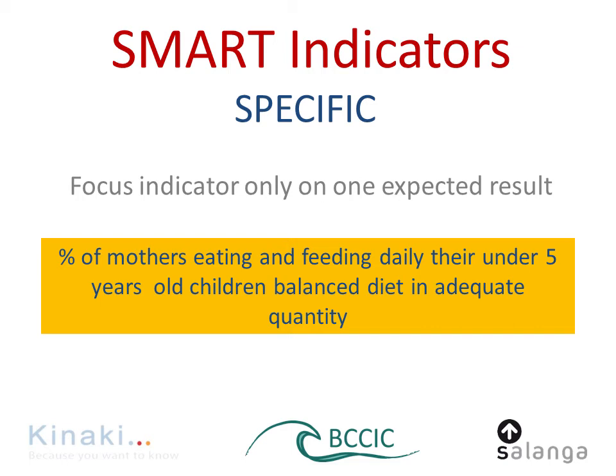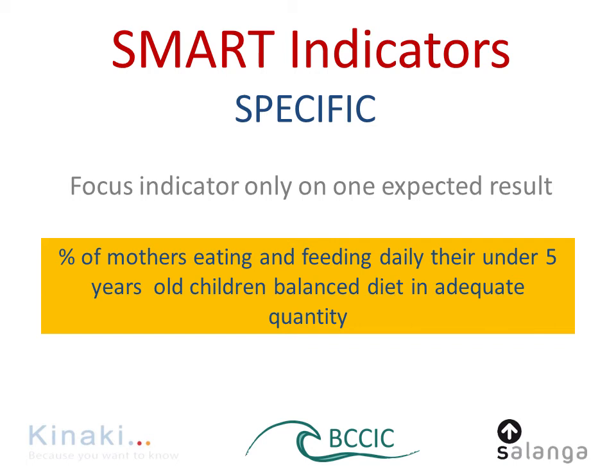So let's look at this specific example. Percentage of mothers eating and feeding daily their under 5 years old children balanced diet in adequate quantity. So we have compacted so many things into one indicator. First of all, we are looking at balanced diet and adequate quantity. Now, in the food security sector, this can be called minimum adequate diet. It may be okay, and I think this indicator is actually still under review by the international community to see if it's the right indicator we should be using. But at this point, it's a commonly used indicator.